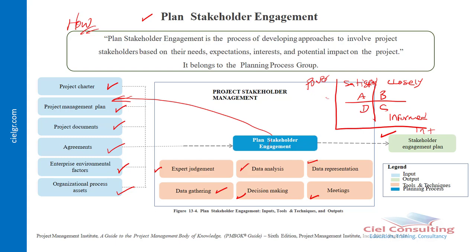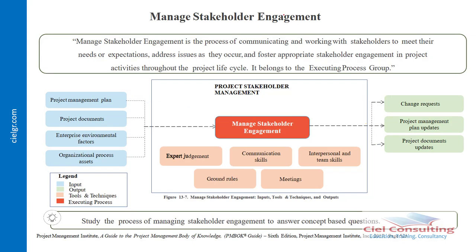And then for quadrant D, which represents stakeholders that have both low power and low interest, remember we said here that we need to monitor such stakeholders. So this is where we determine effectively how best to engage such stakeholders, and that's what happens during this very stage. So the next is now manage stakeholder engagement.